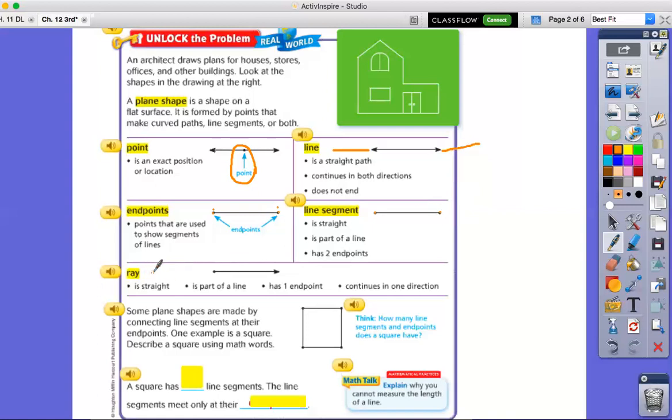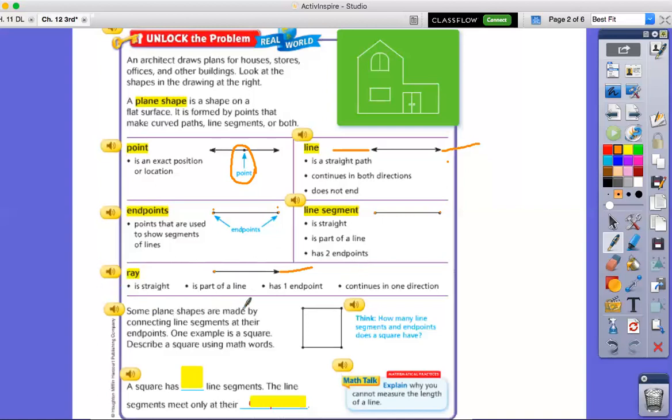Here's a ray. A ray is also straight. It's a part of a line, and it has one endpoint, and it continues in one direction forever and ever. A line goes in both directions. Remember up here? A line goes in both directions, but a ray just goes in one direction forever and ever and ever. It's pointing this way, so that's going to go in that direction for a long time. And this one right here, that's just one endpoint. It starts there, but it goes forever here.